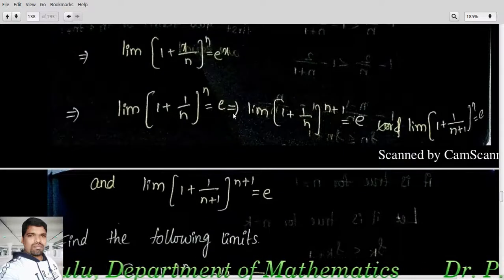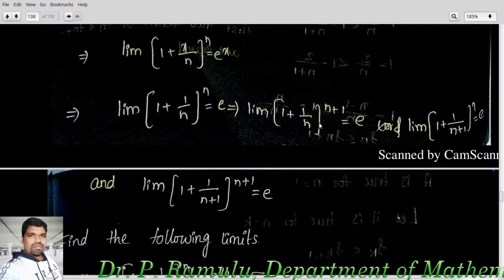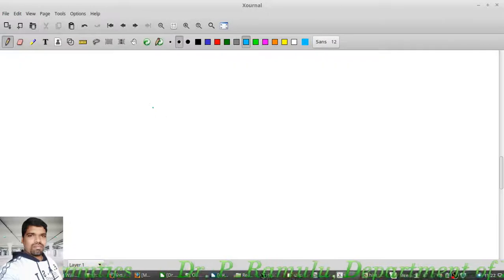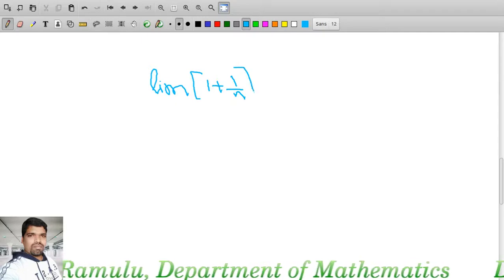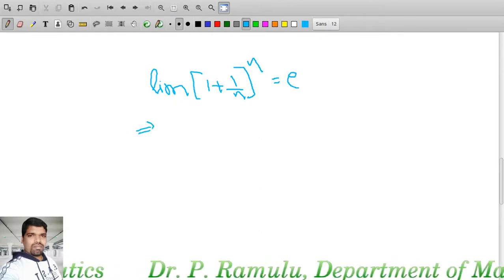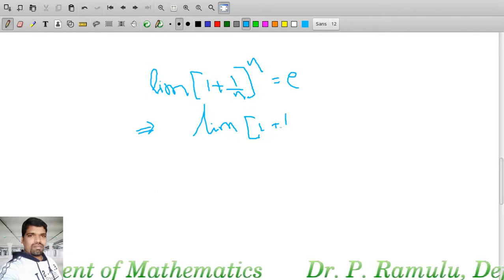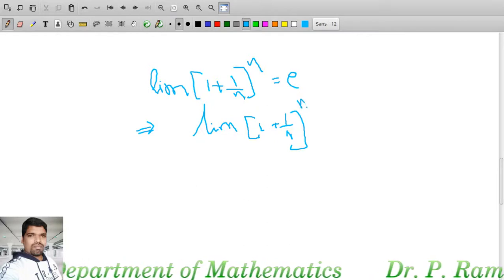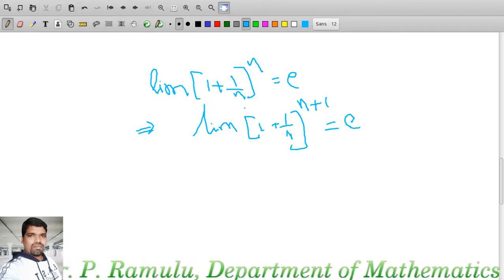Limit of (1 plus 1 by n) whole power n equals e, which implies limit of (1 plus 1 by n) whole power n equals also e. Why? Because we know that limit of 1 plus 1 by n whole power n equals e. I am rewriting this.